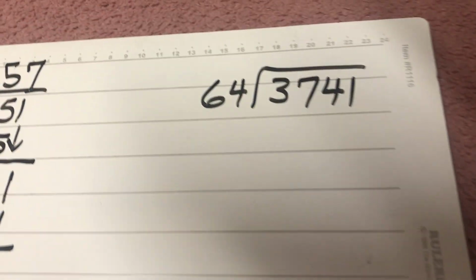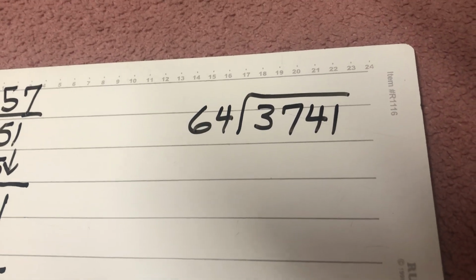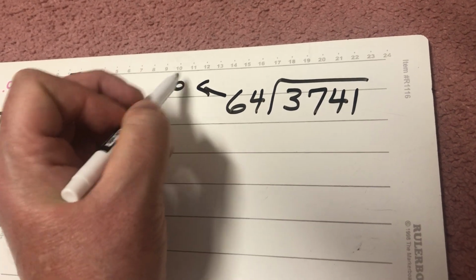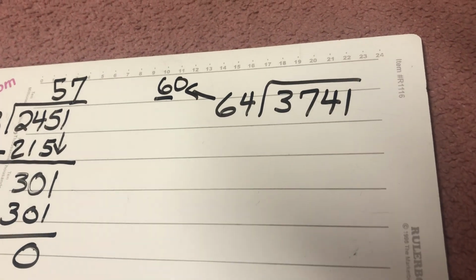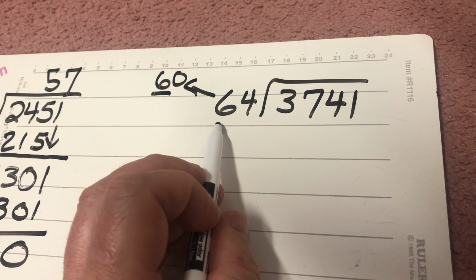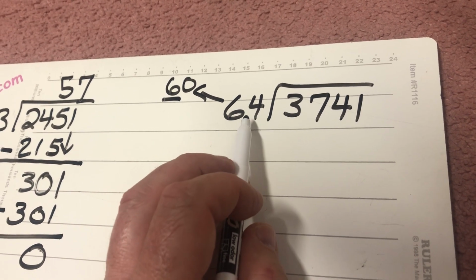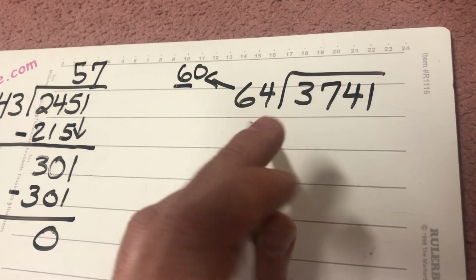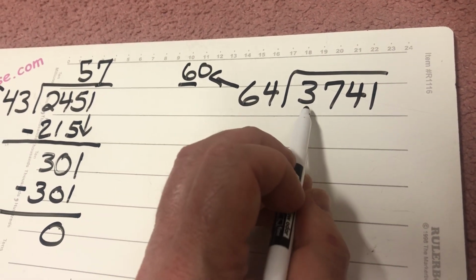All right, one more. This is the last one. 3,741 divided by 64. Well, the 64 is going to round to 60, and I'm going to use the smaller number. 6 is in the greatest place value. 4 and less, I round down. So the 6 stays a 6. It becomes 60.